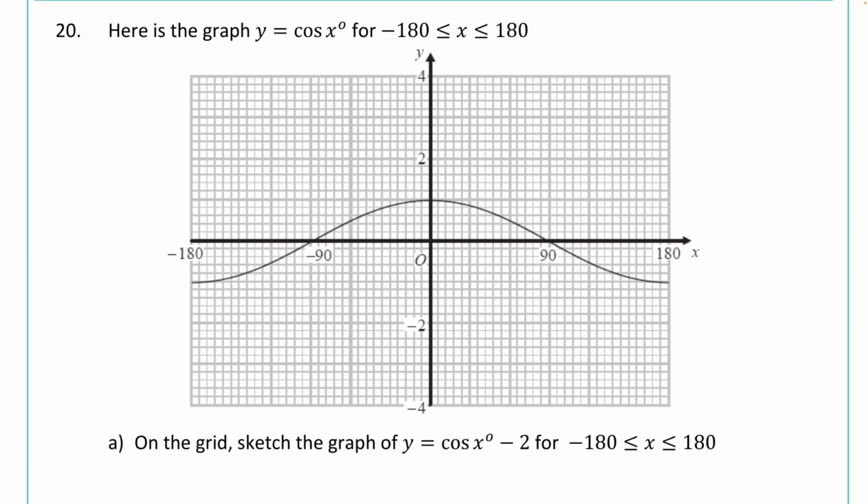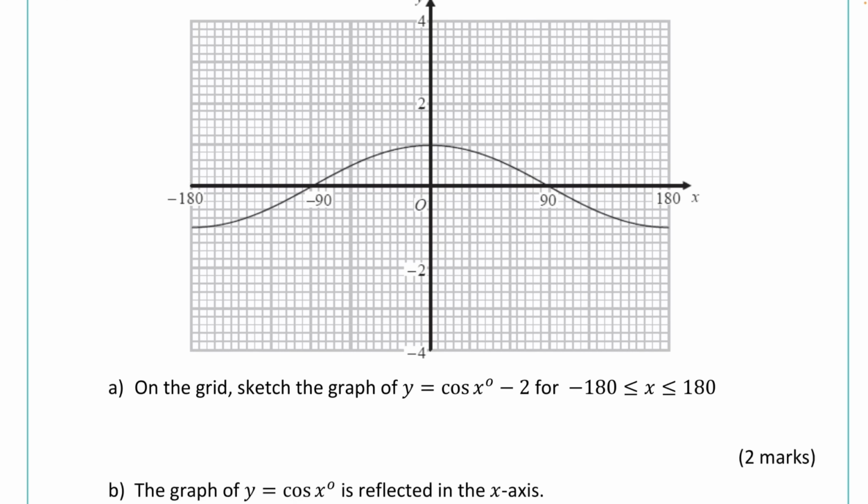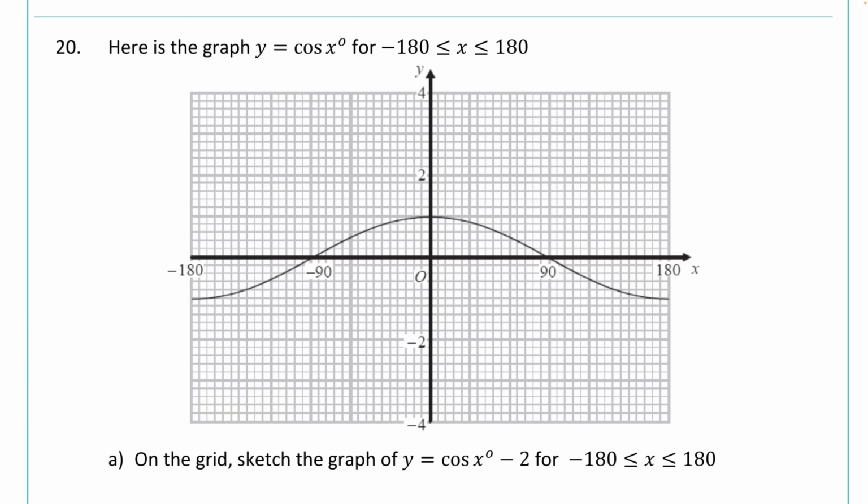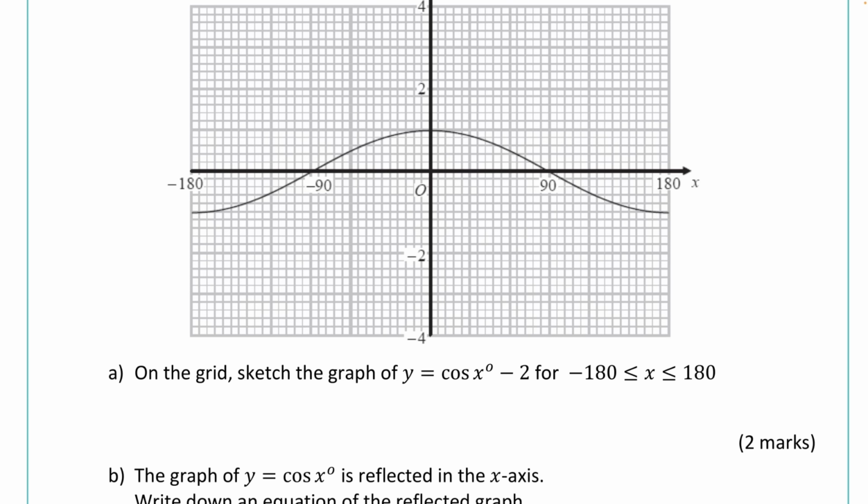Okay, next question. We have a trigonometric graph, and this is looking at some graph transformations. So this is the cos graph. It says here's the graph of y equals cos x for negative 180 to 180. It says on the grid, sketch the graph of y equals cos x minus 2 for the same range that we have on the graph.